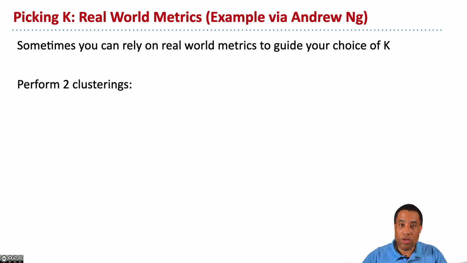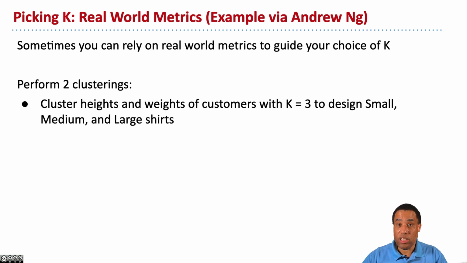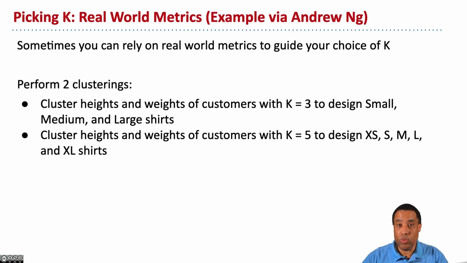So you could think about two different alternative clusterings. So one is that we take and cluster the heights and width of customers with k equal 3. And we use that to design small sizes, medium size, and large size shirts. The other alternative would be we cluster the heights and widths of our customers with k equals 5. And we design 5 different shirt sizes. So extra small, small, medium, large, and extra large. So which should we do?